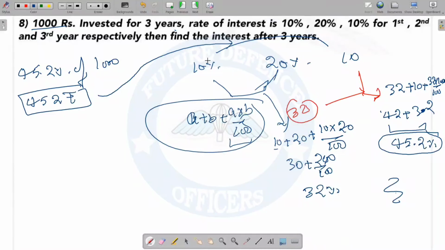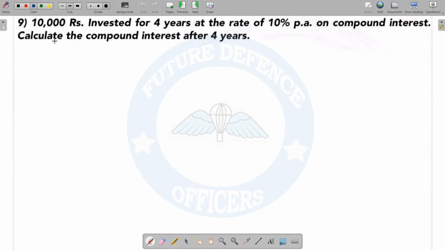So we will not use the formula, we avoid formula, but the question can't avoid it. Okay, chalo. 452 is the answer for this question. This already we have done. Let's do one more question.